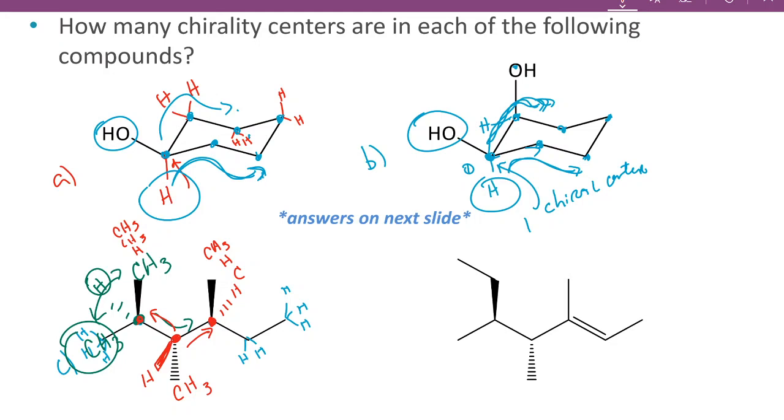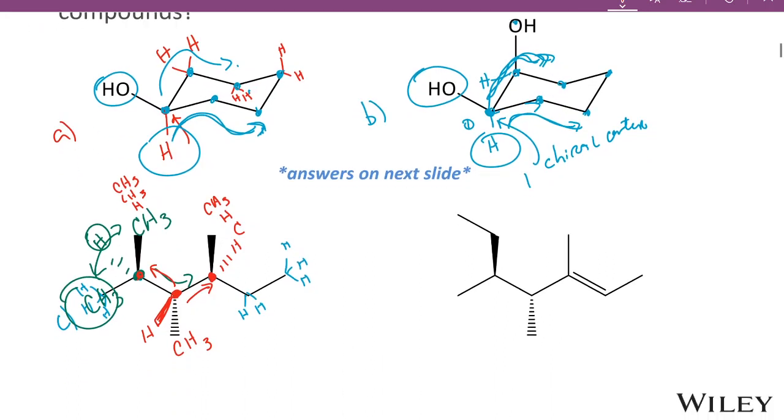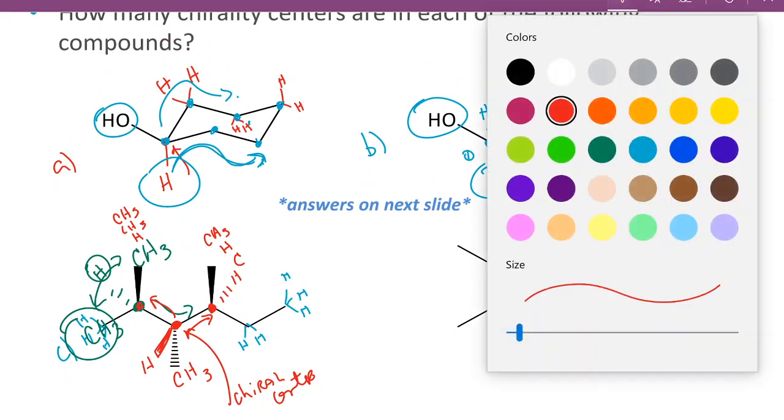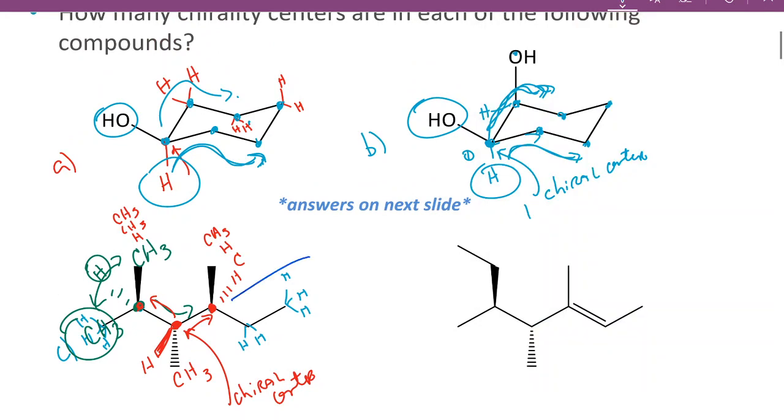So these paths right and left are different. So this carbon has 4 different things attached. So this is a chiral center. Okay, let's look at the next one here.